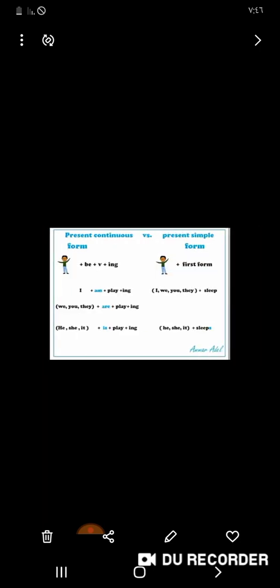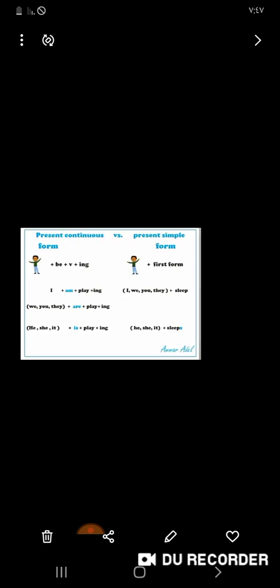What about the form? The present simple, we have the first form with I and we and they and any plural noun. The first form, the verb in its pure case like sleep, play. And with he and she and it and any singular noun I put s or es or ies. Present continuous form: am or is or are plus the verb plus ing. I am playing, he is playing, they are playing.